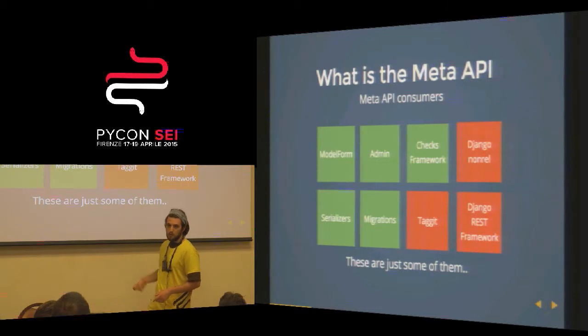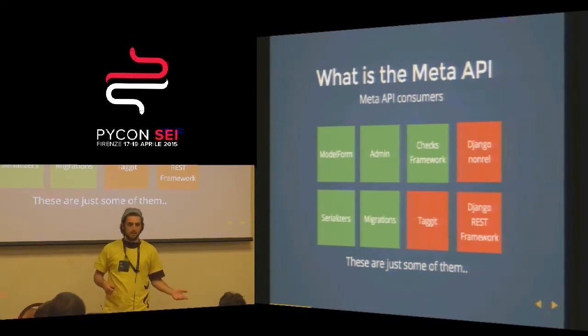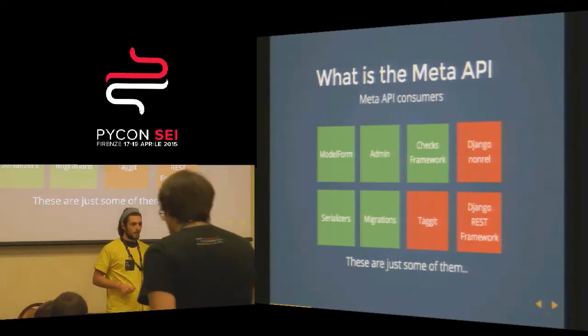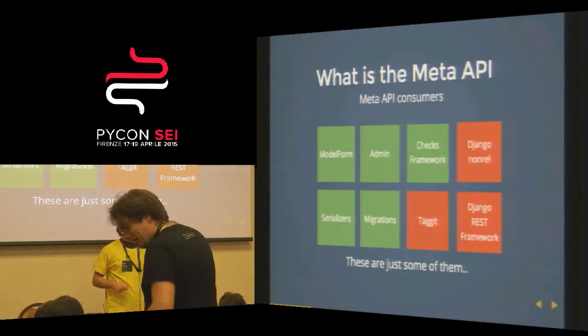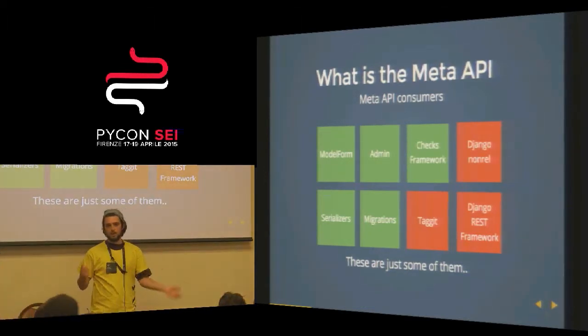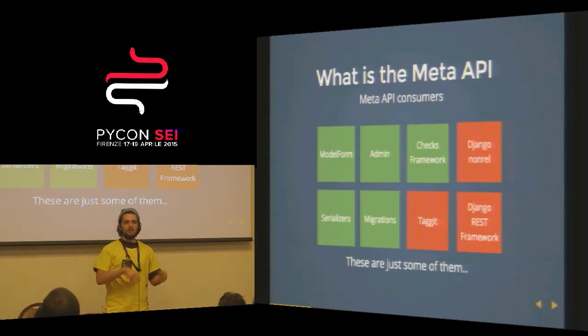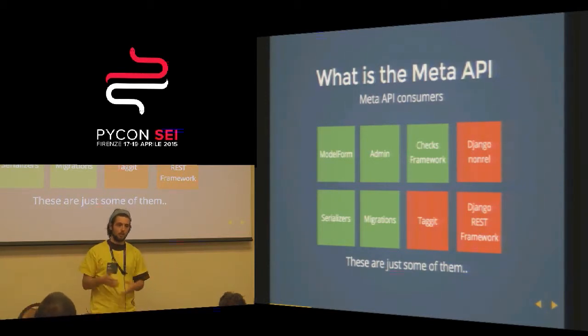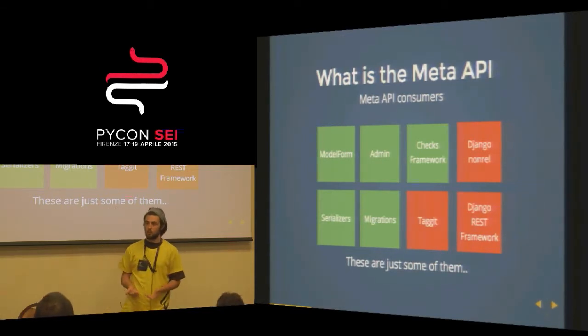We have the checks framework, which is used under the hood inside Django to make sure that there aren't any inconsistencies when you define models. For example, for many-to-many relationships or things like this, Django does a lot more checking to make sure that there is integrity and consistency inside your model definition.